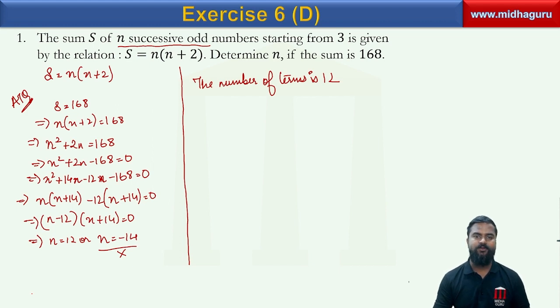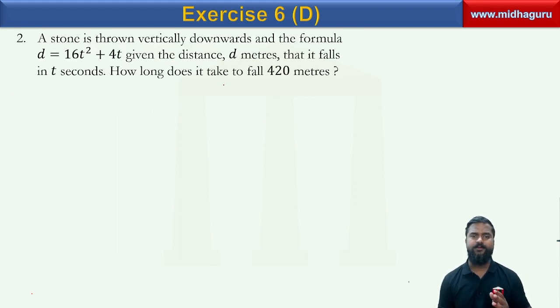Let's move on to the next question. Now the next question tells us a fact that a stone is thrown vertically downwards and the formula d is equal to 16t squared plus 40t gives the distance d meters that it falls in t seconds. So this relation gives us the relation between the distance that a stone falls on free fall and t, which is the time it takes to fall down. So it asks how long does it take to fall 420 meters. It means the distance is 420. We have to calculate the amount of time in which it will reach that 420 meters.